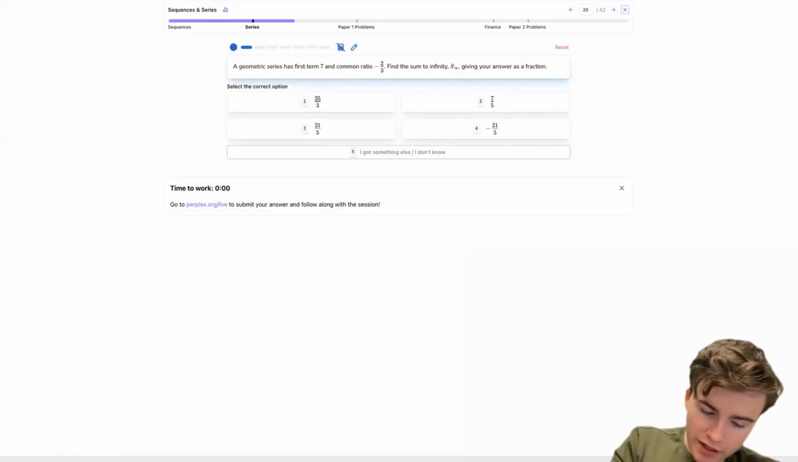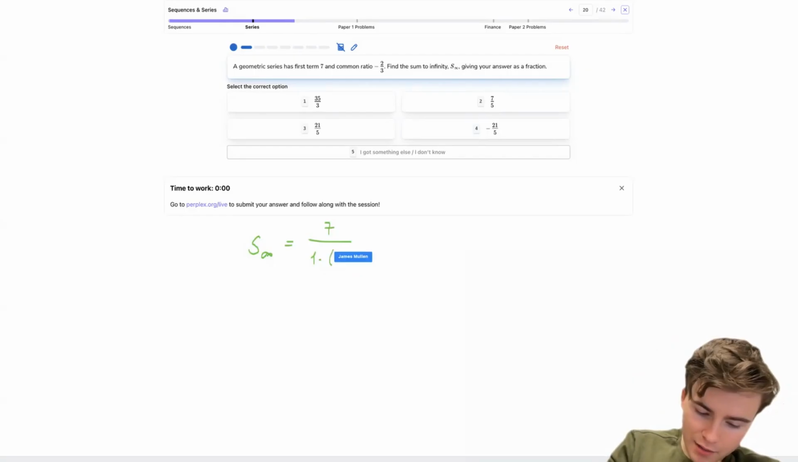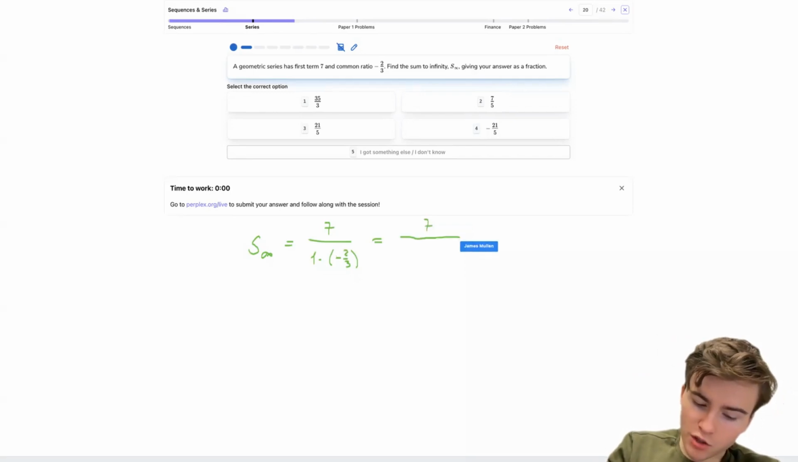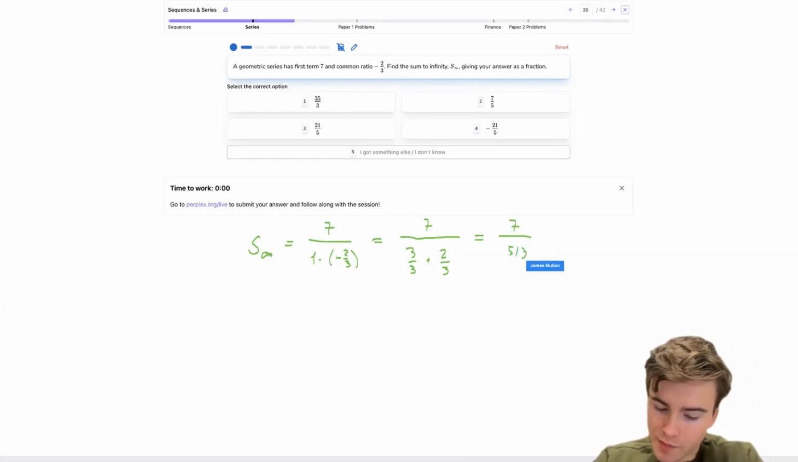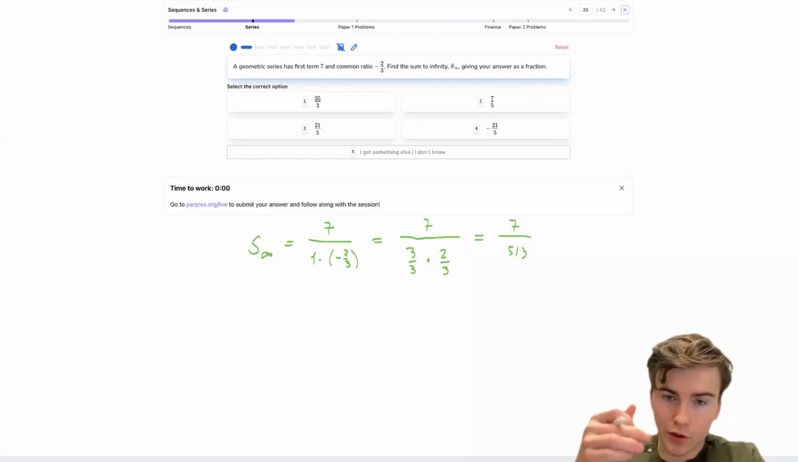So I have the sum to infinity using my formula. S infinity is equal to 7 over 1 minus r, so 1 minus 2 over 3. That's going to become 7 over 1 minus 2 over 3, and I'm going to write 1 as 3 over 3, minus 2 over 3, is 7 over 1/3. Remember, if I have a fraction in the denominator, it means I multiply by the reciprocal of that fraction.